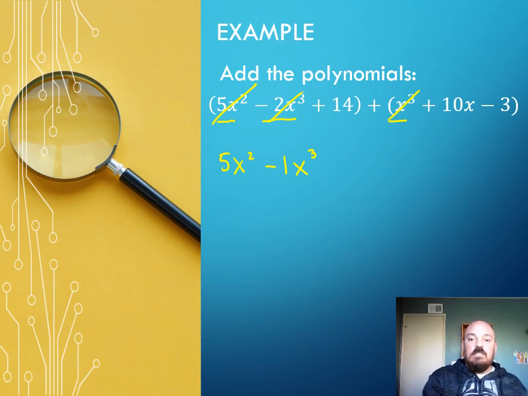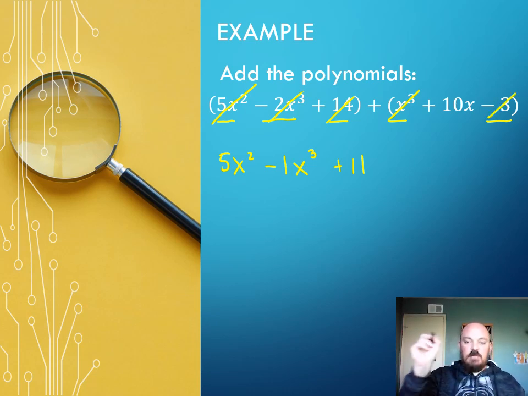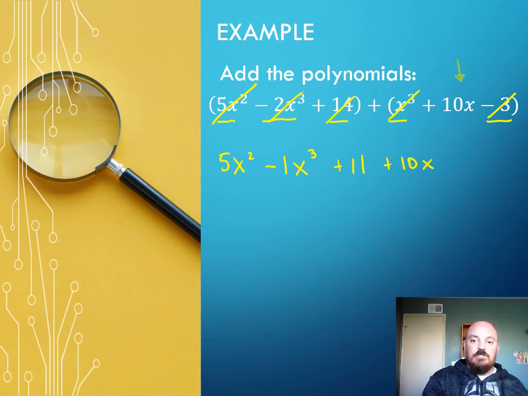Okay, the next one is the 14. The 14 combines with the negative 3. No variables at all, those are like terms. 14 and negative 3 would be positive 11, so I'll put a plus 11. Cross those out. Now see, if I hadn't been going through and crossing them out as I used them, I might miss this one over here. This plus 10x right here, I might forget about that one if I hadn't been crossing them out. But because I'm crossing them out as I use them, I go, oh yeah, I don't want to forget that one. There's still a plus 10x, and since there's no common term to add it to, it just stays part of your answer.